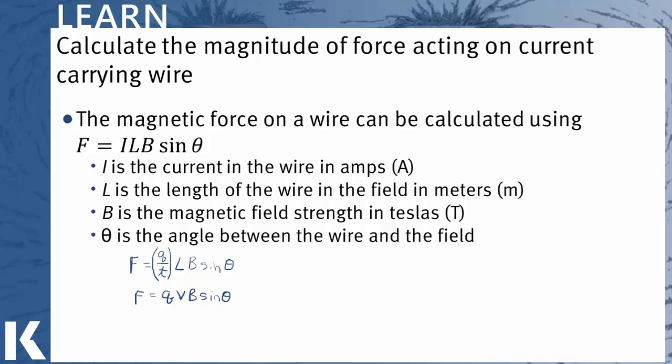And then a length over a time is a distance per time, which is a velocity, and we're back to F equals QVB sine theta. So essentially, both this and the single particle equation are really expressing the same idea. Here's an example of how to apply this equation.